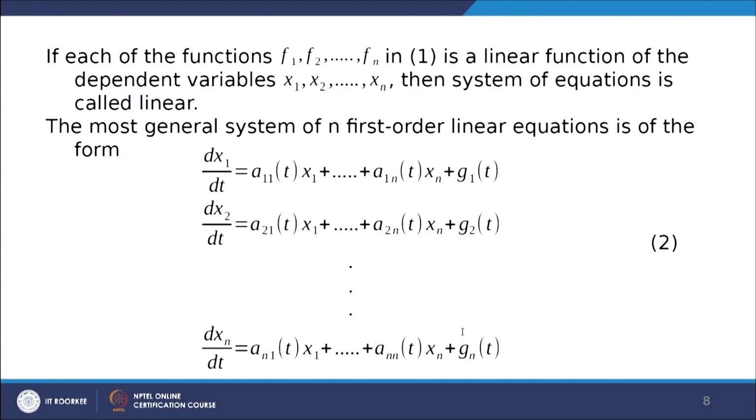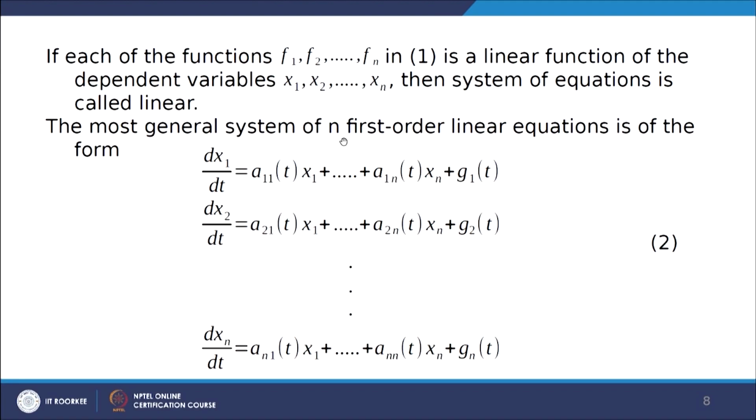Now, if each of the functions f_1, f_2, ..., f_n in the system 1 is a linear function of the dependent variables x_1, x_2, ..., x_n, then the system of equations is called linear.